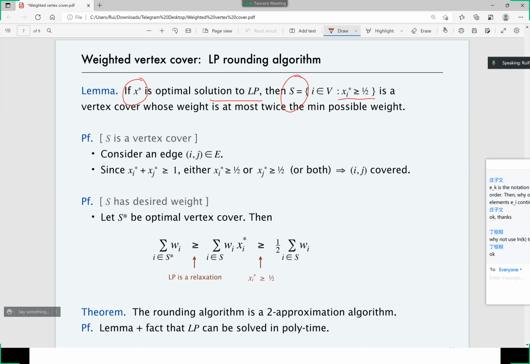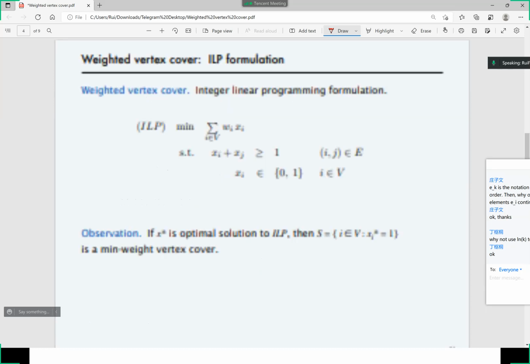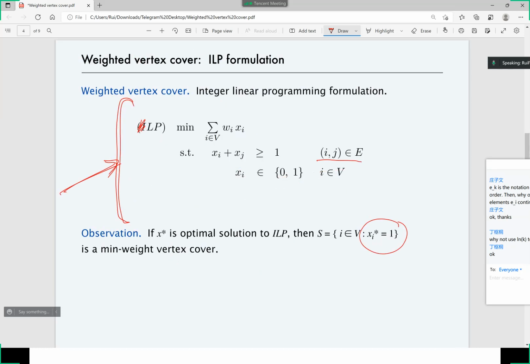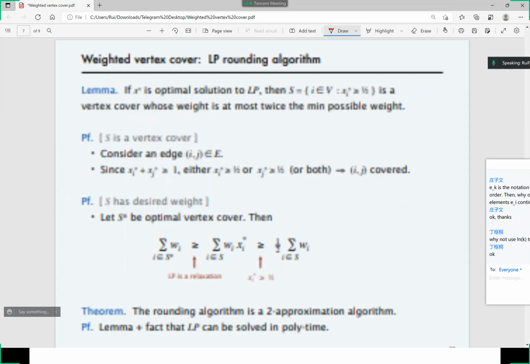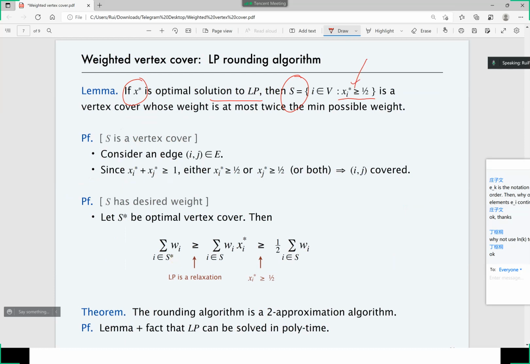So our algorithm, once again, is we start with this ILP. We convert it to an LP by taking out these conditions. We solve this LP in polynomial time. And then finally, we look at all of the solution values which are at least 1/2, and we add those to our vertex cover. So that's the algorithm. And the claim is that when you do this, you achieve a vertex cover, and the cost is at most 2 times the minimum cost, 2 times the optimum cost.